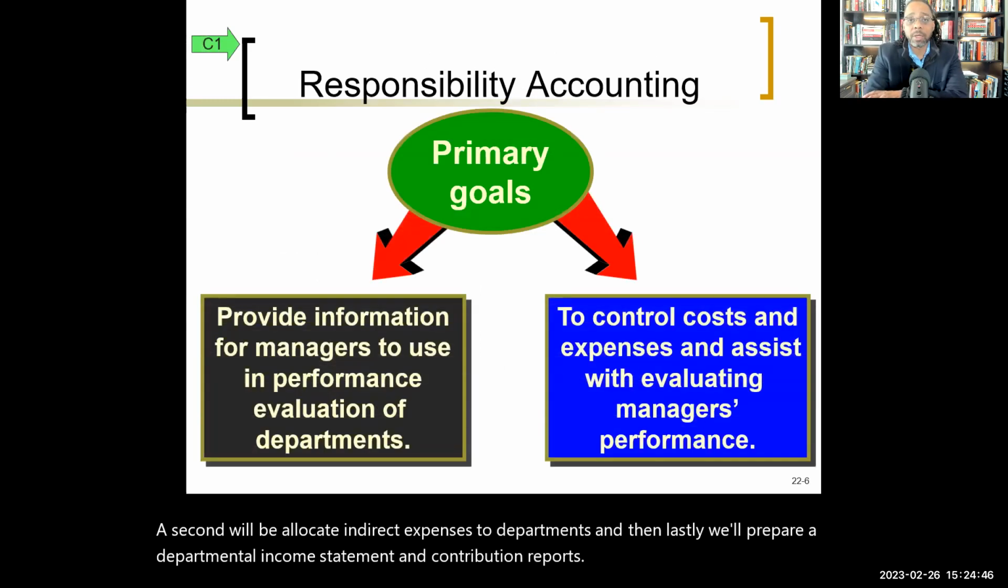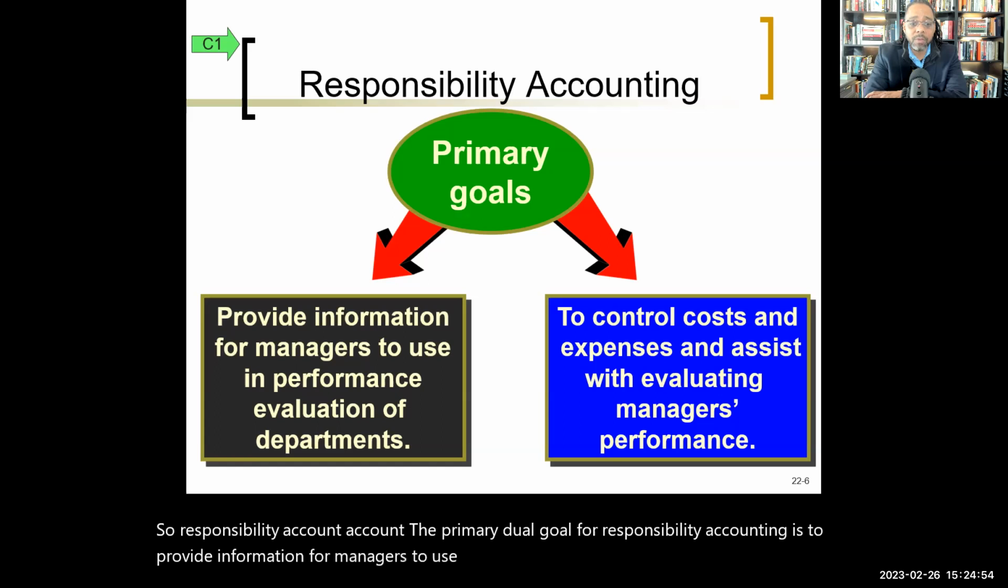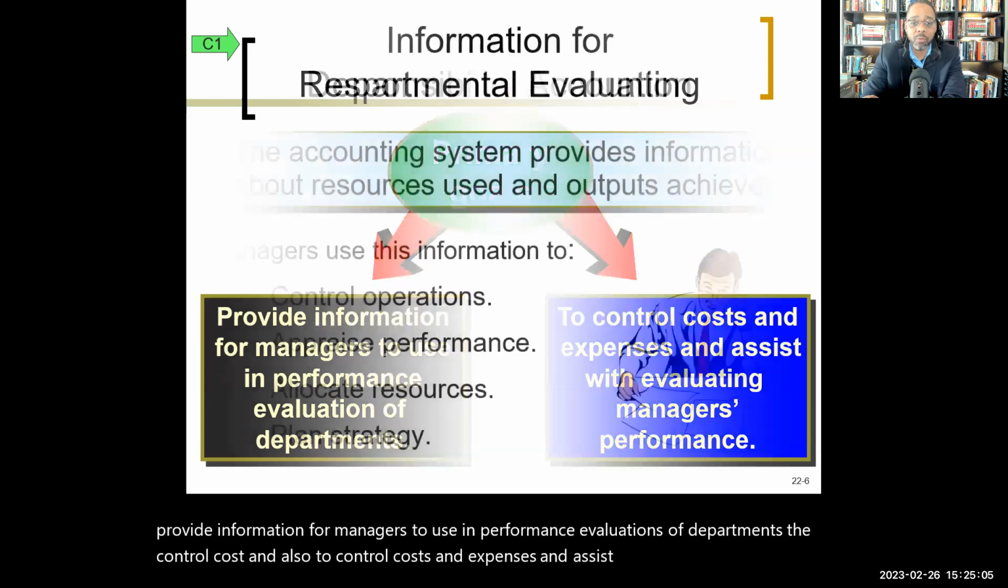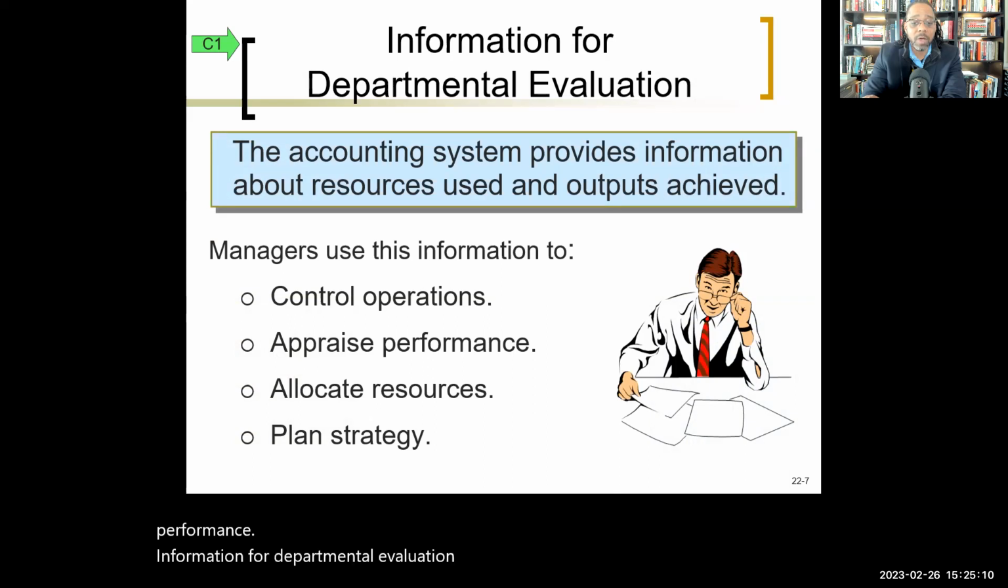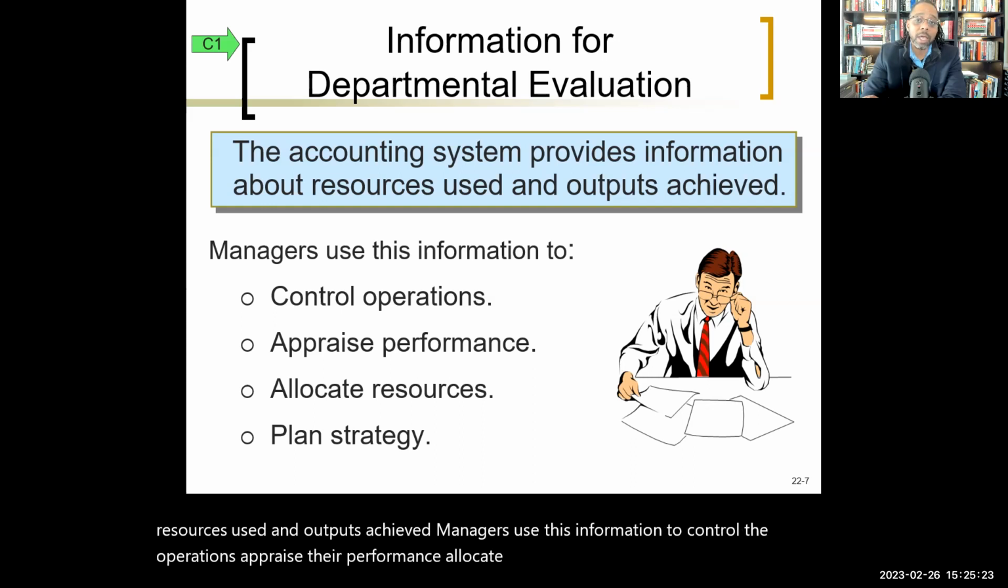So, responsibility accounting. The primary goal for responsibility accounting is to provide information for managers to use in performance evaluations of departments, to control costs and expenses, and to assist with evaluating managers' performance. Information for departmental evaluation: the accounting system provides information about resources used and outputs achieved. Managers use this information to control the operations, appraise their performance, allocate resources, and plan their strategy.